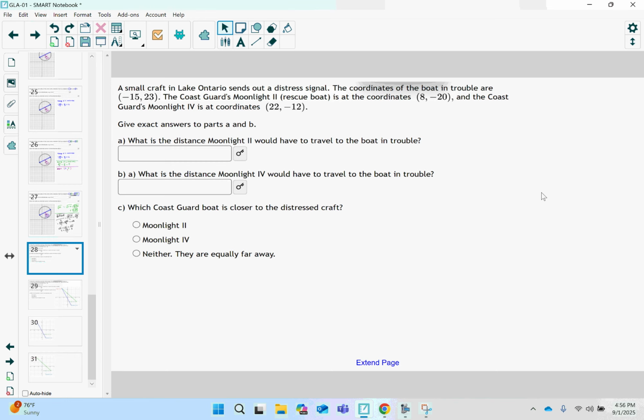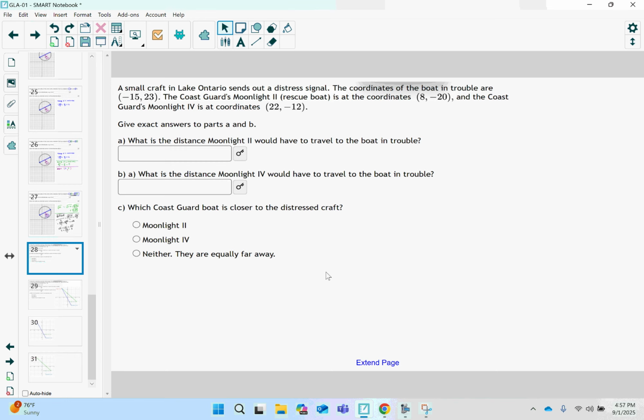Part A says, what is the distance Moonlight 2 would have to travel to the boat in trouble? Part B asks, what is the distance Moonlight 4 would have to travel to the boat in trouble? And Part C, which Coast Guard boat is closer to the distressed craft? And it's a multiple choice. We can either choose Moonlight 2 is the closer rescue boat, or Moonlight 4 as the closer rescue boat, or we can choose neither. They are equally far away.